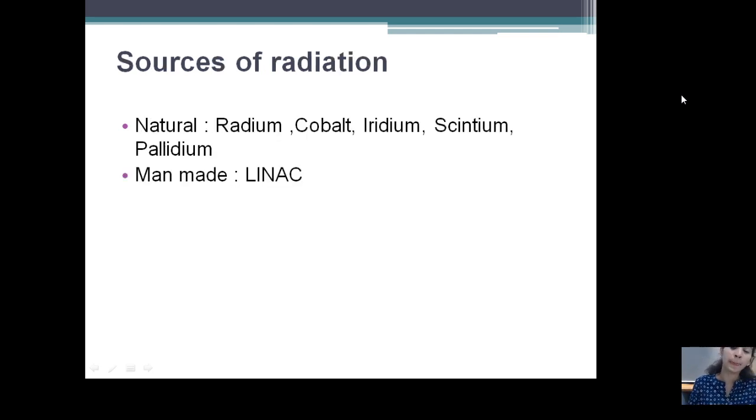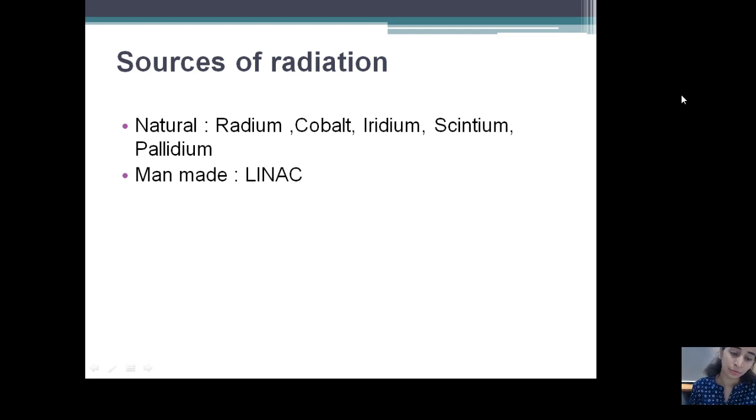Then the different sources of radiation: we have natural sources, which are radium, cobalt, iridium, scandium, and palladium, and then different isotopes of these atoms. Then we have man-made, which is LINAC. LINAC is a linear accelerator.